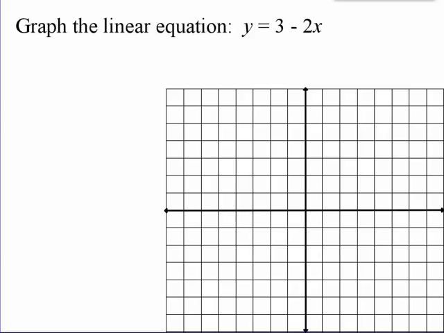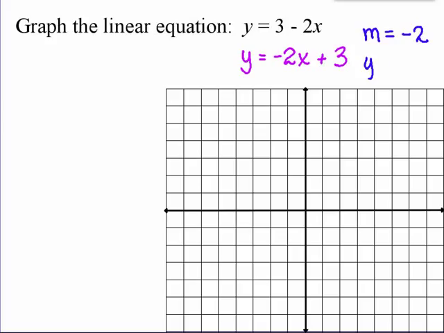I went ahead and gave you a handout in which you can follow along. This is on the handout. Let's go through and graph this. It says graph the linear equation y equals 3 minus 2x. In order for us to graph it, it might be a little better if we flipped the 3 and the negative 2. By flipping them, we can now see that the slope is negative 2.